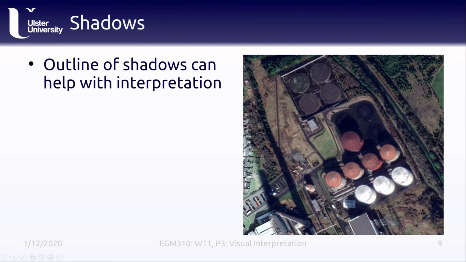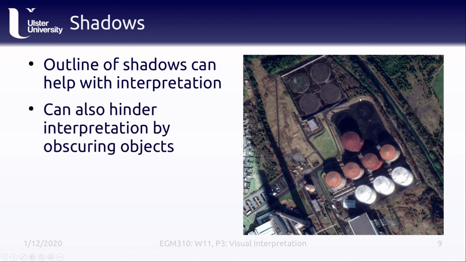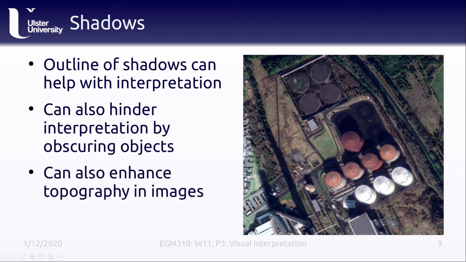Shadows can also help us interpret the things that we see in images. In this image, we see a number of circular objects that aren't necessarily all alike. This group up here appears fairly flat, while this group down here are all casting shadows, suggesting that these are some kind of structure, while these are not. Shadows can also make interpretation more difficult, as they might obscure objects. This can be especially true in mountainous areas, for example. Shadows can also enhance the topography in images, and we can even use shadows in an image to calculate the height of the objects that we can see.